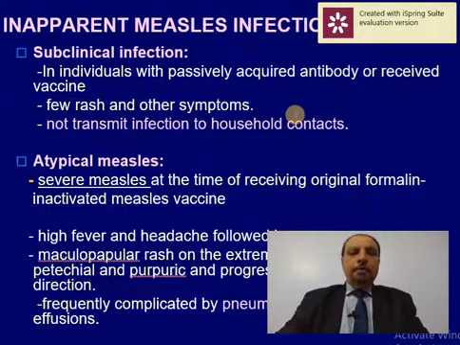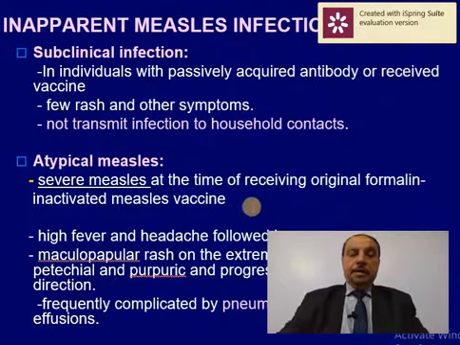There is what is called inapparent measles infection, either subclinical infection or atypical measles. The subclinical infection is mild. In individuals who receive passive antibodies or the vaccine, there will be a few rashes, mild disease, and few symptoms, but it is not infectious and does not transmit infection to household contacts. While atypical measles is a severe disease seen in those who received the original formalin-inactivated measles vaccine.